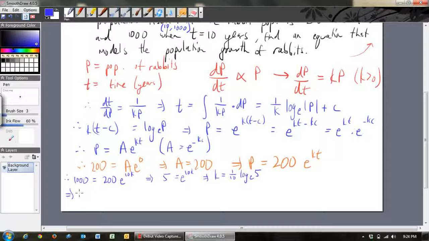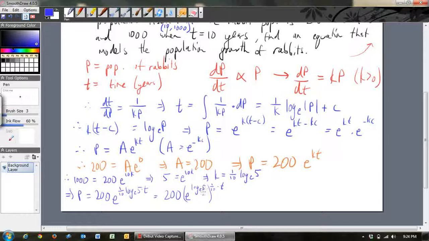So therefore, to finish off, we've got the population is equal to 200. Let's write it out in full. e to the power k, which is 1/10 log e 5, times t. Okay, now let's just simplify that a bit. That's equal to, rewrite it a little bit, 200 e. Well, we like this bit. We like the fact that that's log e 5, because if we raise that to the power 1/10 times t, just rearranging the order of that, it looks a lot nicer, doesn't it?